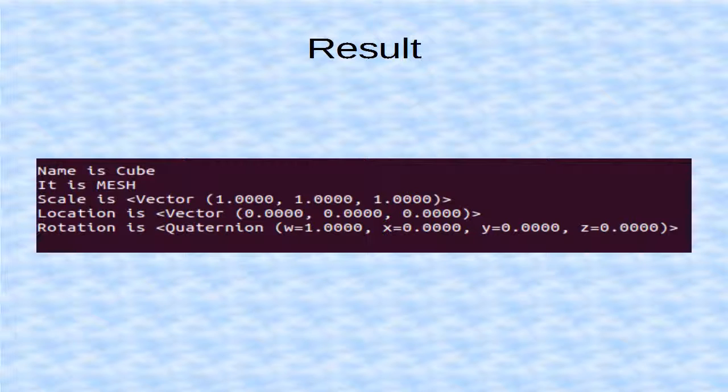We get the name of the object. It is a mesh type. The associated mesh can be modified in the edit mode. Both scale and location are vectors. That is, they have 3 components in the x, y, and z directions.